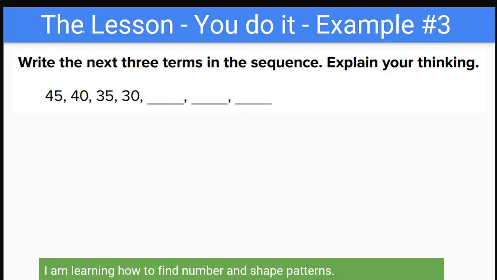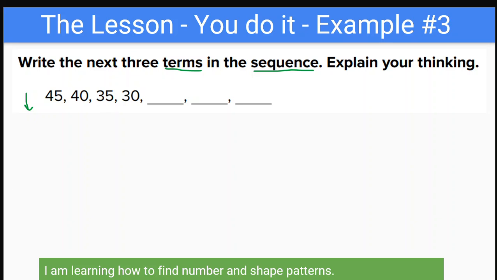All right, here's the last example right here. It says, write the next 3 terms, and terms are just numbers in the sequence. Each one of these is called a sequence right here. It's just a pattern. Explain your thinking. All right, well, I got 45, 40, 35, 30. So it's going down each time, isn't it? It's decreasing as the pattern continues.